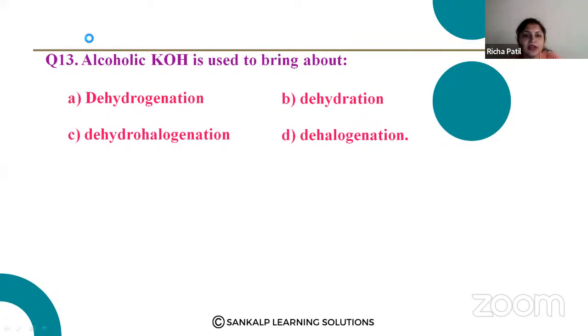Alcoholic KOH is used to bring about which type of reaction? Option C. Yes, for dehydrohalogenation.